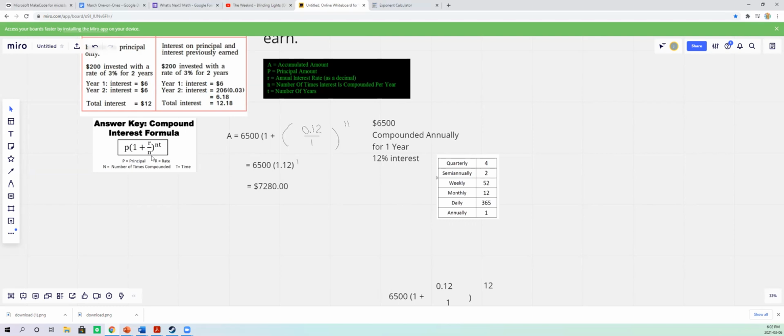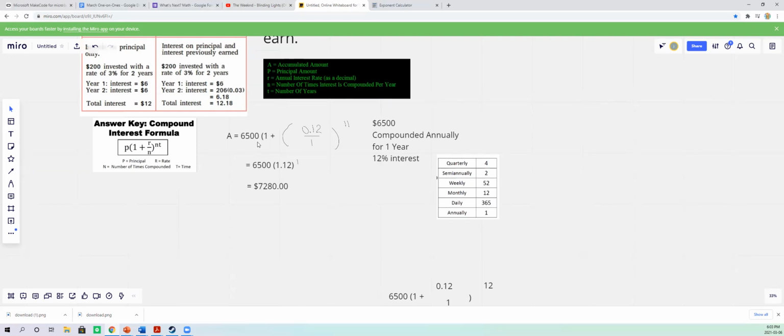So we looked at these two. I'm so sorry, I don't think I finished here. The N is the number of times interest is compounded per year. So that N and this N is the same. They don't change. They're always the same. And the T over here is the number of years. So in this case being 1. So let's break this down.